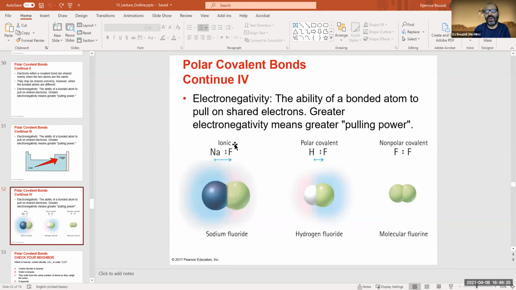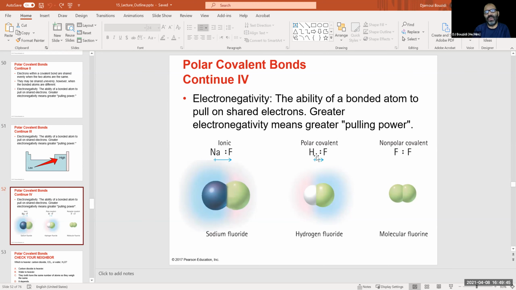So sodium and fluorine, it's polar. Actually, it's not polar, it's ionic. It brought it so close that it lost it completely from the sodium, and it's gained in the fluorine. So in this case, this is ionic. Look at the size of the arrow. It's too much, okay? So this is basically a completely ionic structure.